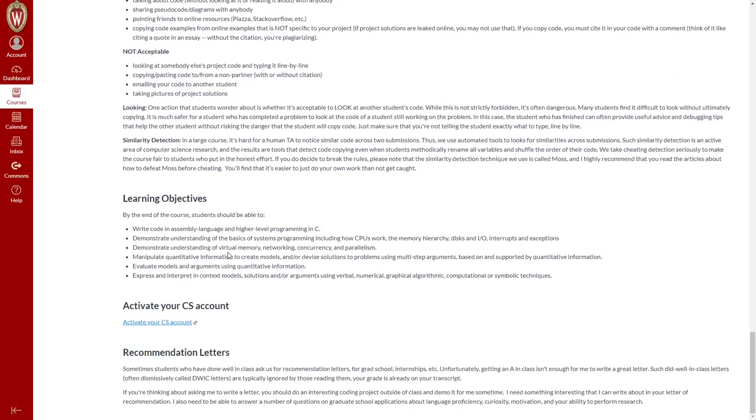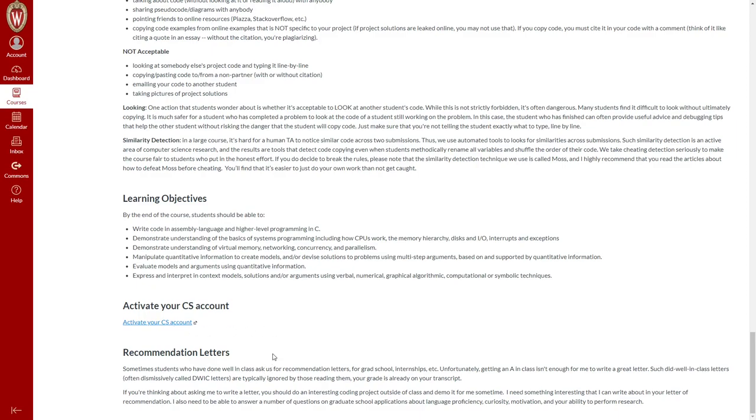Finally, some learning objectives. We're required to turn in all the learning objectives on the syllabus. These last three are about quantitative reasoning because it meets that requirement. Okay, yeah, here's the link to activate your CS account. This is also available on the schedule page.